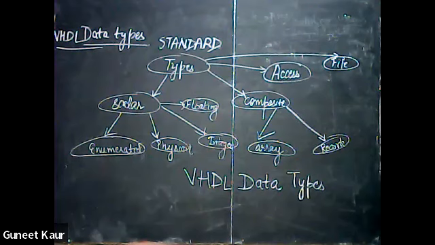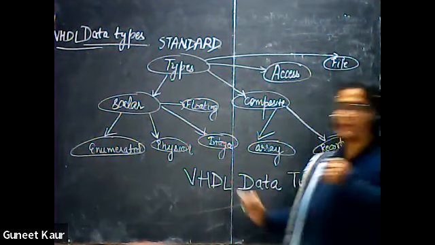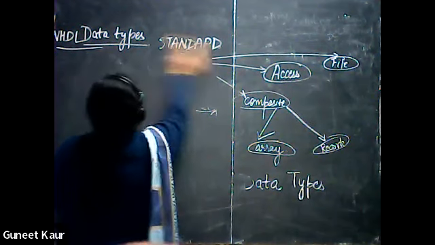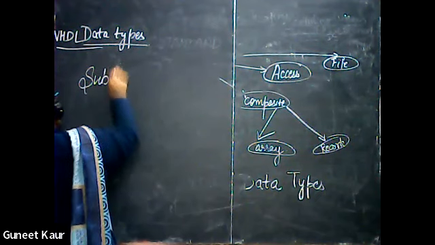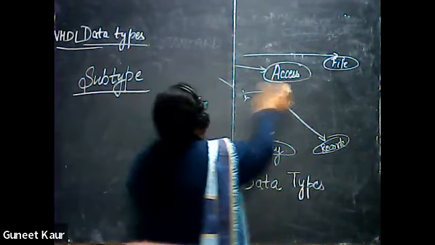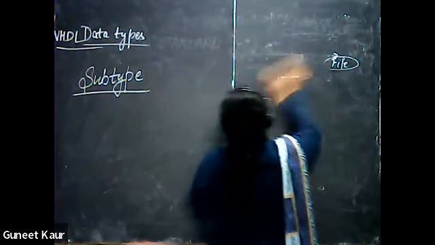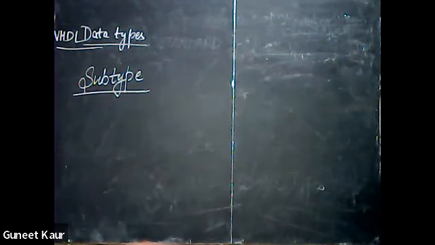Now, moving further, I will first explain the subtype. Before going further into detail, I will explain the subtype. A subtype is, as you may know, a nested form of a type. It will be understood by some examples.